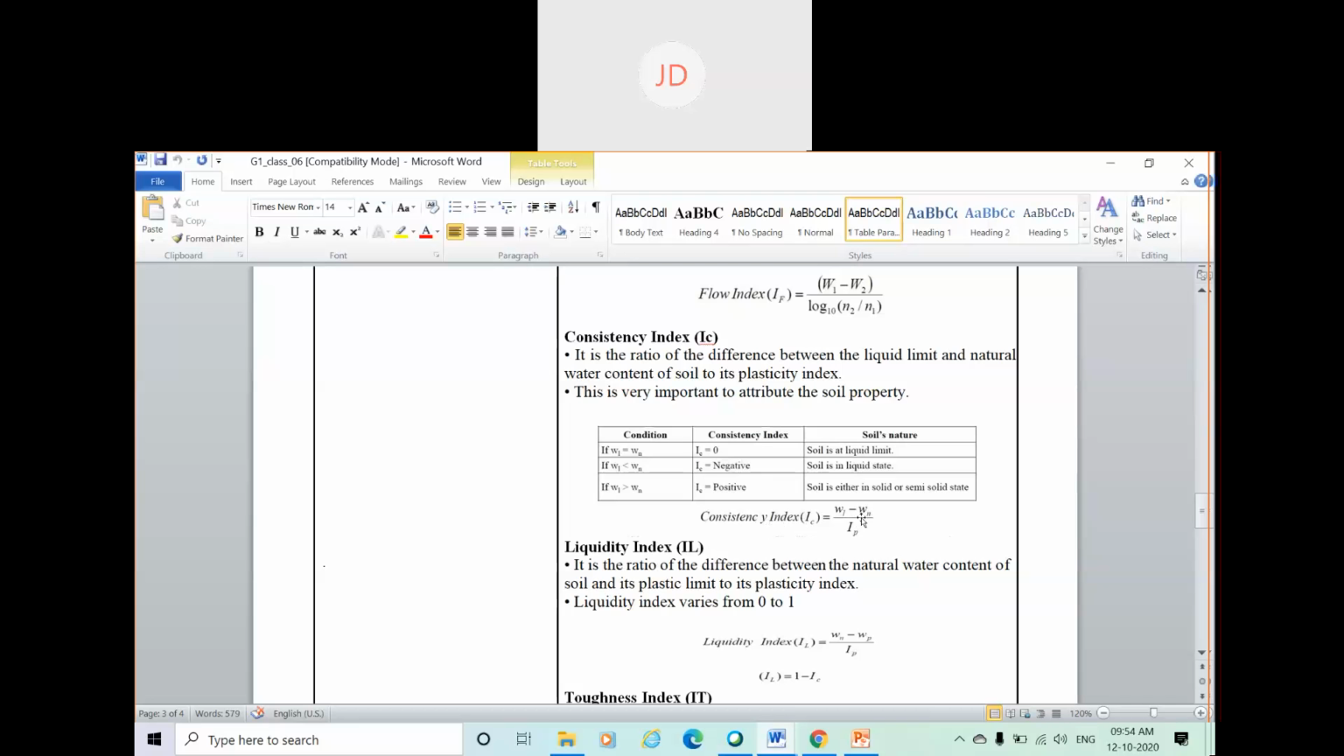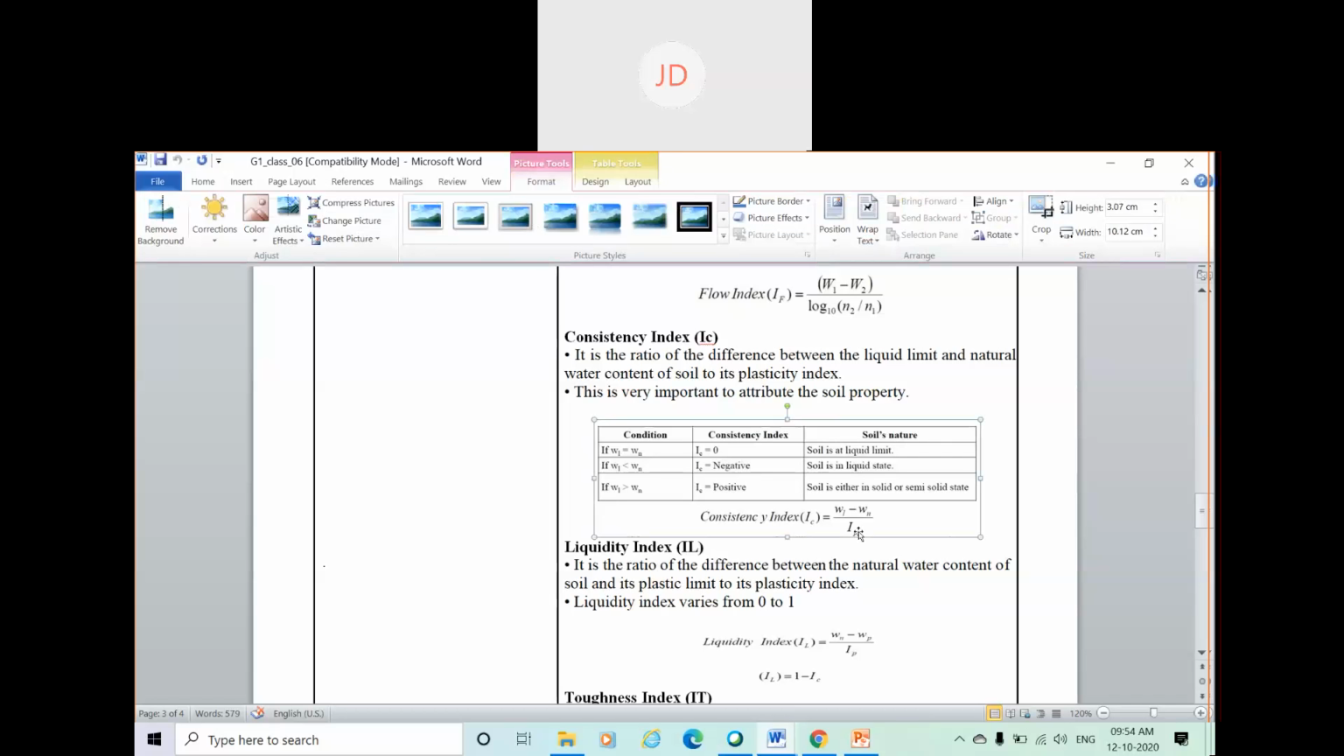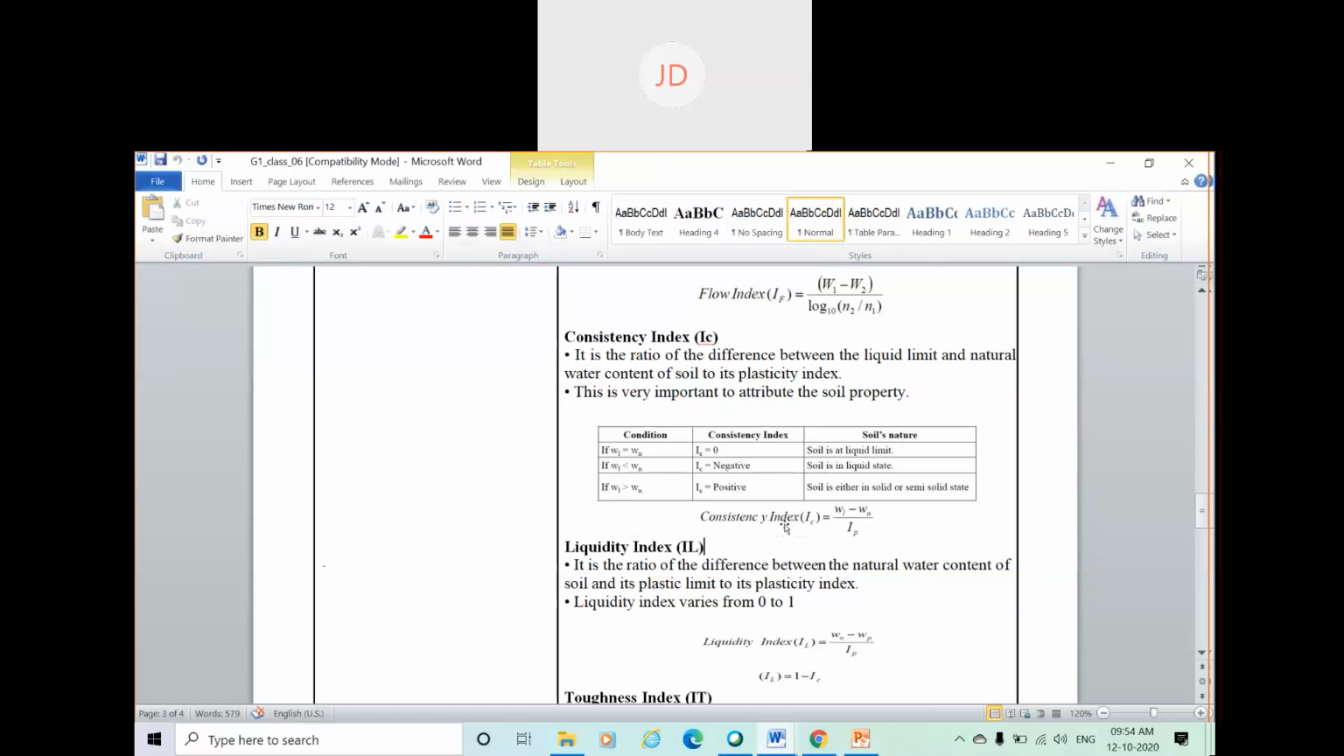For a particular soil, we can find out liquid limit and plastic limit also. After finding plastic limit and liquid limit, you can find out plasticity index, that is IP, also defined as WL minus WP, liquid limit minus plastic limit. So it is a relation. Consistency index is defined as the ratio of the difference between the liquid limit and natural water content of soil to the plasticity index. Here is the mathematical representation, so just try to remember. Also try to remember this tabular format. Some conditions are there, whether soil is in liquid state or plastic state. You will get this idea.